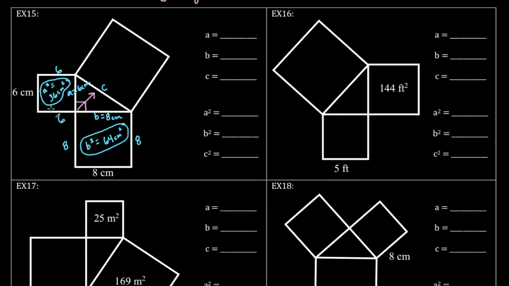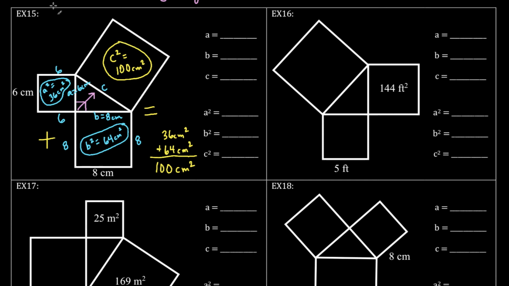Now we have this smaller area, and we have this area right here. So what I can do is add these two. So 36 centimeters squared plus 64 centimeters squared. If I add those two, I will get to this one right here. That will give me 100 square centimeters. So this is C squared. It will be 100 square centimeters.